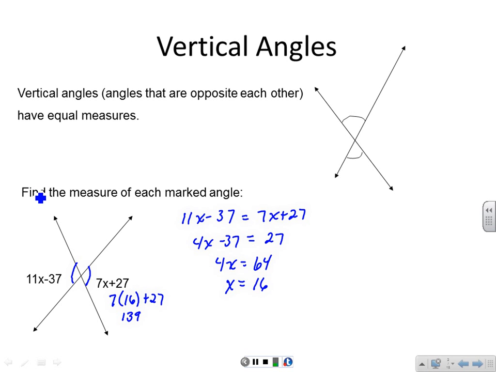Now, since we know the property that vertical angles are equal to each other, we automatically know that this one's going to be 139 as well. But you can plug 16 in for x and do the math and check your work and make sure you do come up with 139. So that's vertical angles.